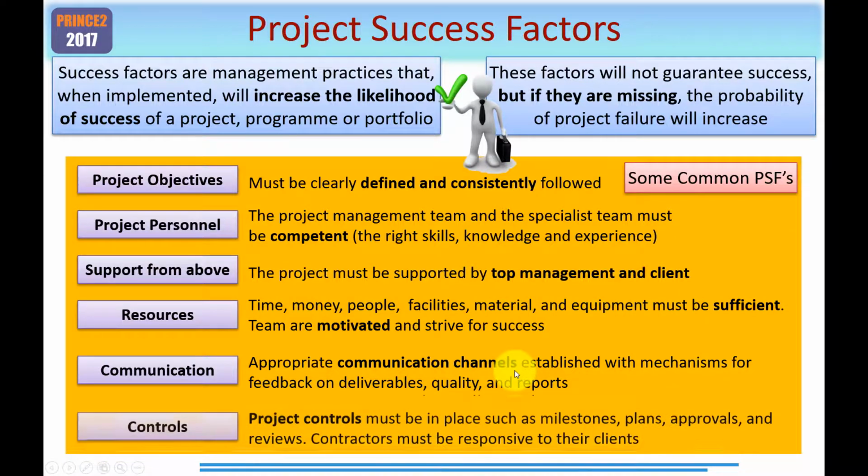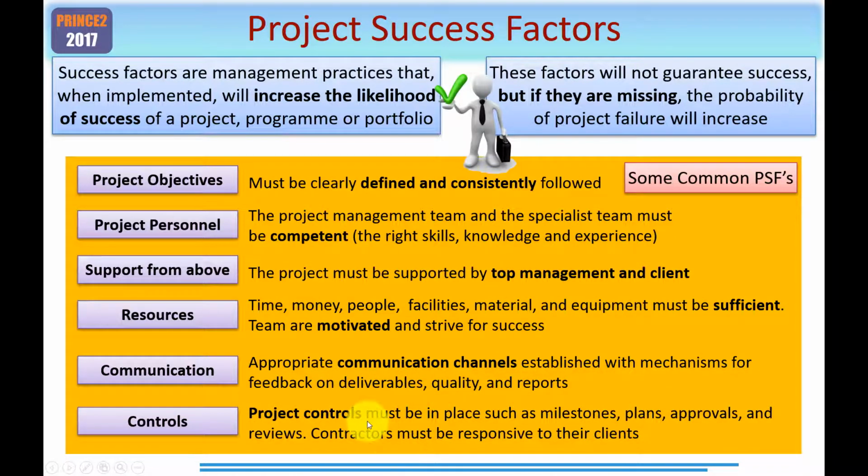And controls. Yet again, PRINCE2 comes to the rescue here. They must be in place. This will include aspects such as milestones, plans, approvals and reviews. PRINCE2 2017 describes exactly how you need to set up the project controls. And these work both at project board level and at project management level. They will include aspects such as management stages, how issues are captured and analysed, and of course the use of tolerance, just to mention a few.